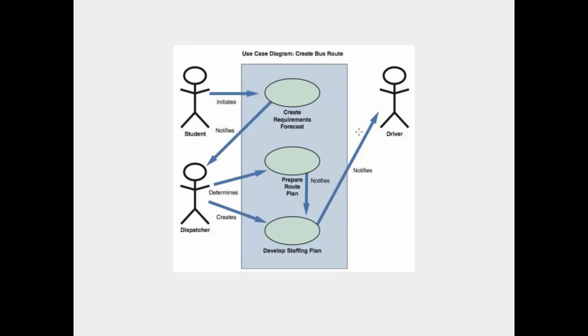Next one is another example from the textbook where we are going to create a bus route. In this one, we have a student who initiates a request. So create requirement forecast, which will inform or notify the dispatcher. And then the dispatcher has to determine and prepare the route plan. And then you have to notify the staffing plan. So the dispatcher again creates that, and that will notify the driver. In this one, again, it shows you all the requirements as use cases.